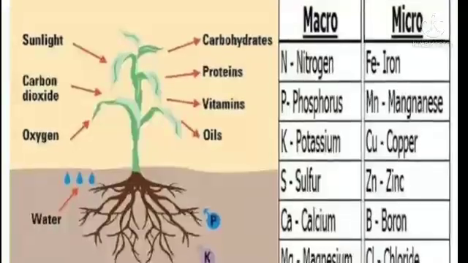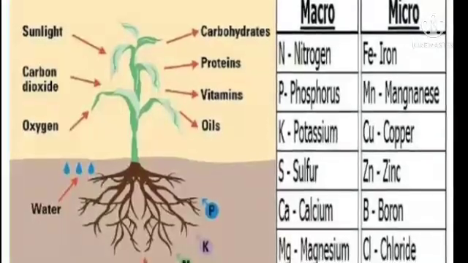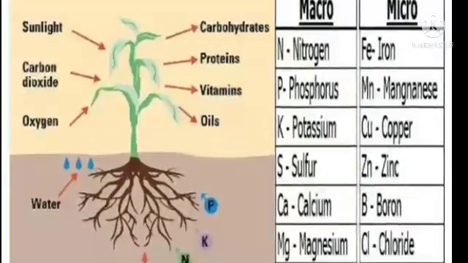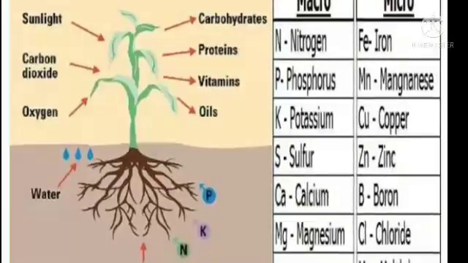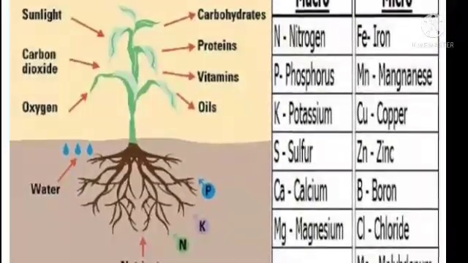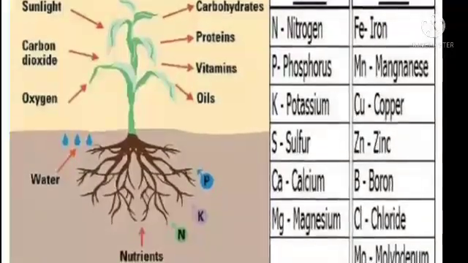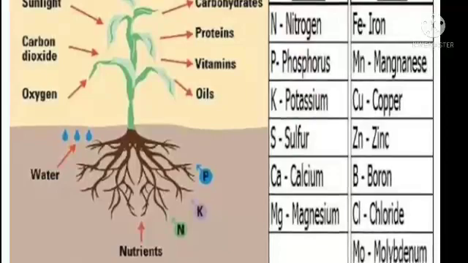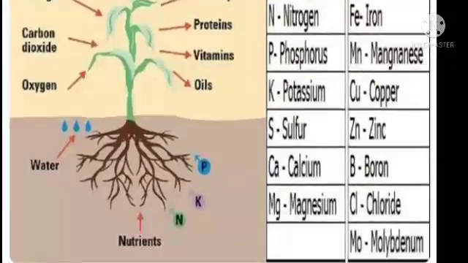We have two different types of nutrients. Those are macronutrients and micronutrients. Some of the examples of macronutrients are nitrogen, phosphorus, potassium, sulfur, calcium and magnesium. Micronutrients are iron, manganese, copper, zinc, boron, chloride and molybdenum.